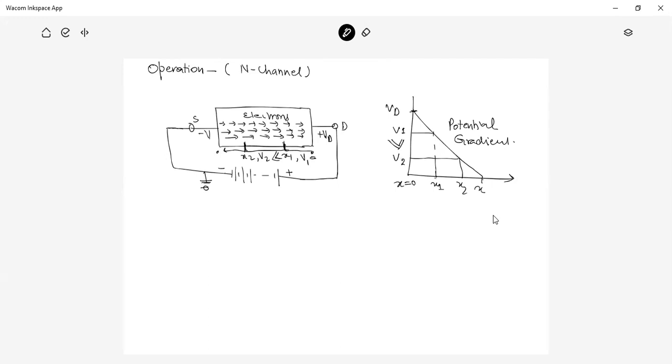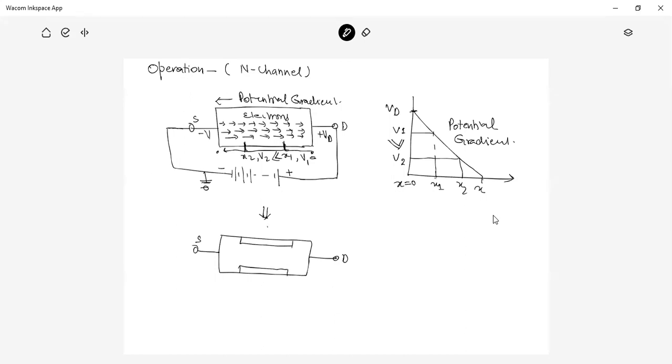So we see there is a potential gradient from source to drain. So what will be the impact of this potential gradient? The impact is something like this. This is your source and here it is drain. And this is the gate point.